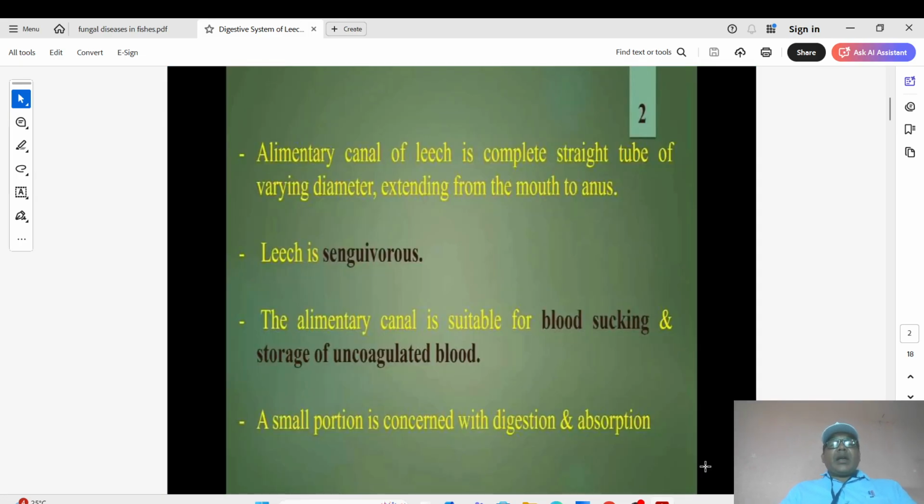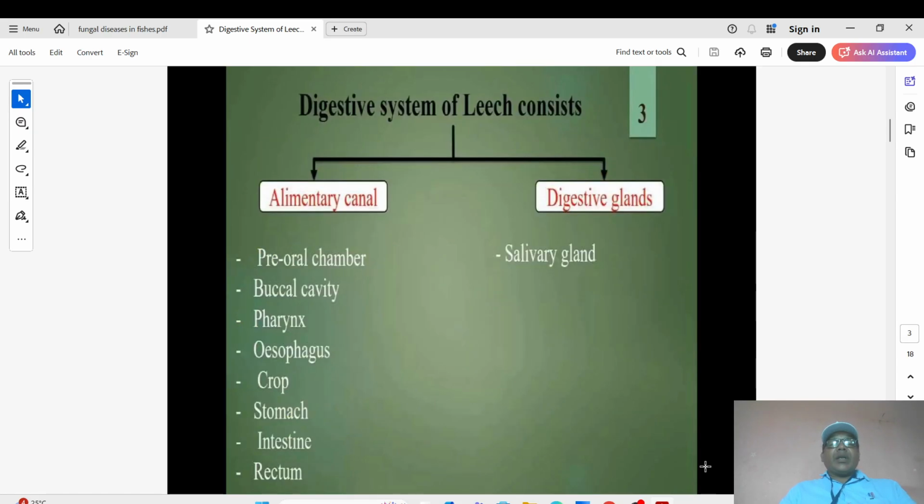See, the alimentary canal of leech is complete, a straight tube of varying diameter extending from mouth to anus. As leech is sanguivorous, the alimentary canal is suitable for blood sucking and storage of uncoagulated blood. A small portion is concerned with digestion and absorption.